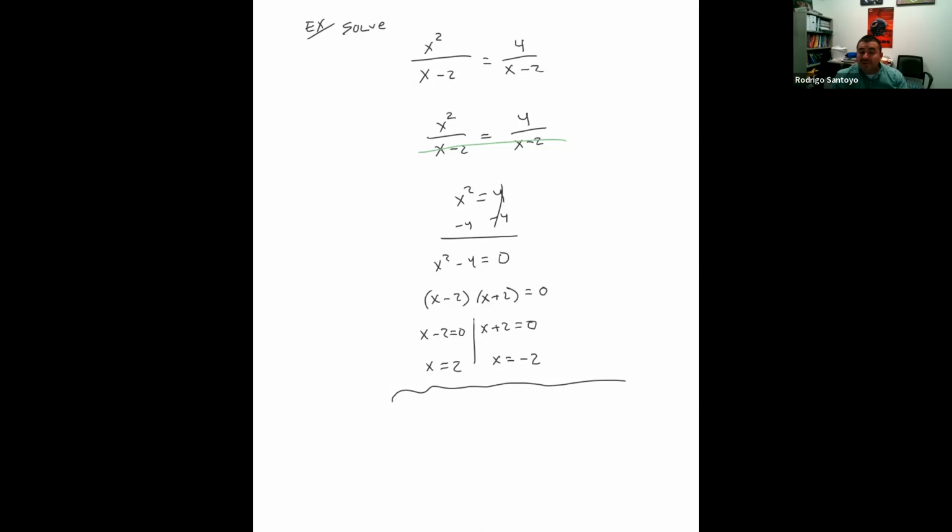You'll notice that one of these will not be an answer, though. If you go to check your work with the 2, you get 2 squared over 2 minus 2 equals 4 over 2 minus 2. Notice that both of these bottoms give errors, because you can't have 0 on the bottom. But it won't do that to your negative 2. So this will only give us one answer. That answer will be negative 2. Any questions with that example?